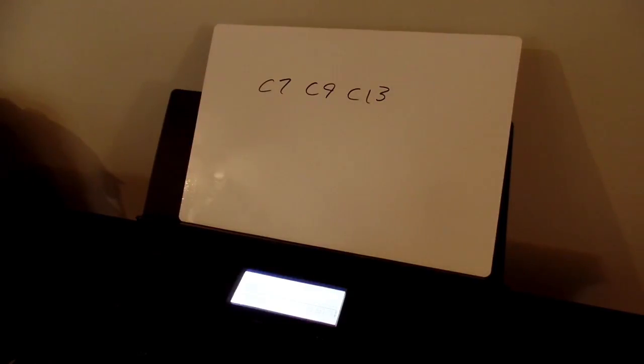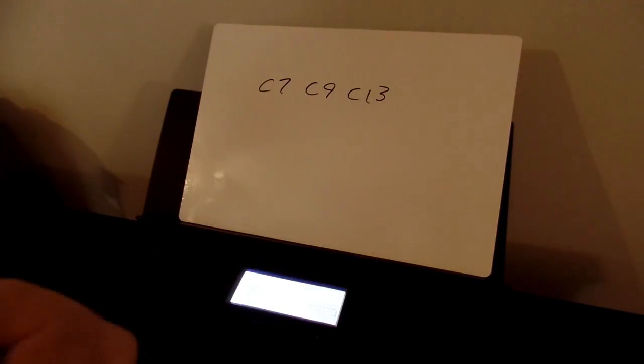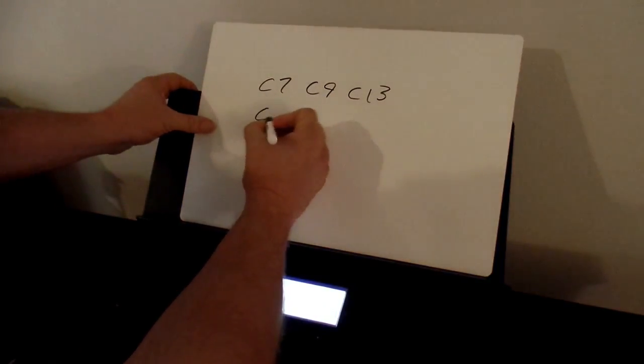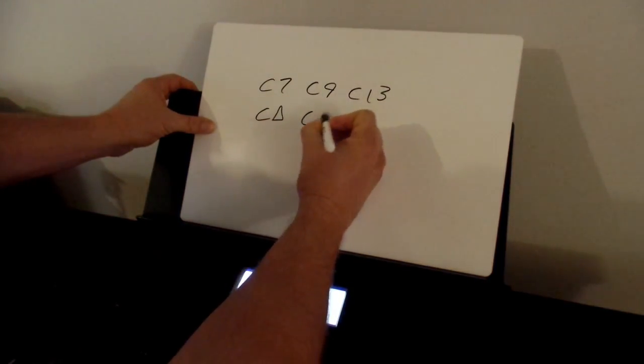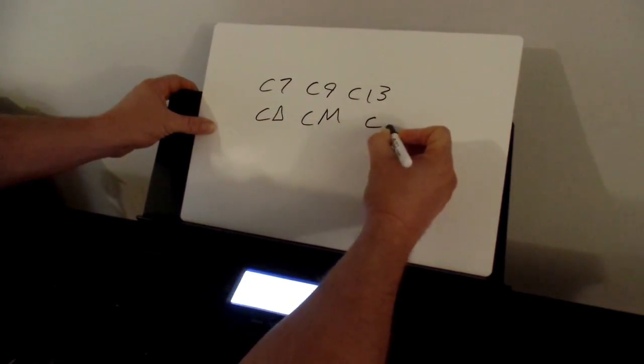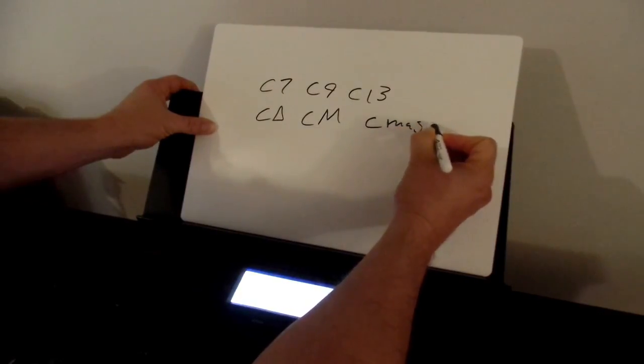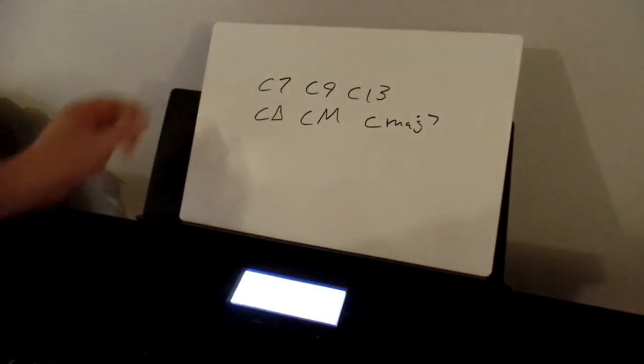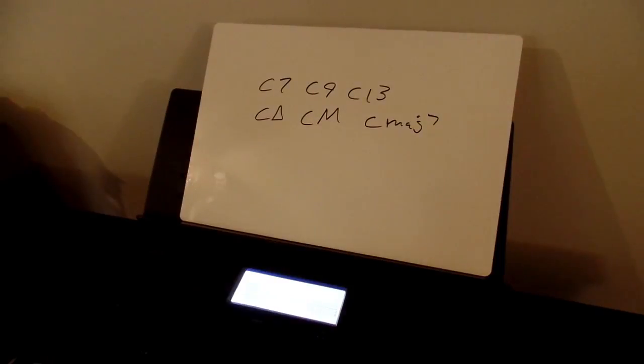Okay. And then I mentioned that several ways to write C major 7. Capital M was one of them. C maj 7. There's 3 different ways to write a C major 7th chord.